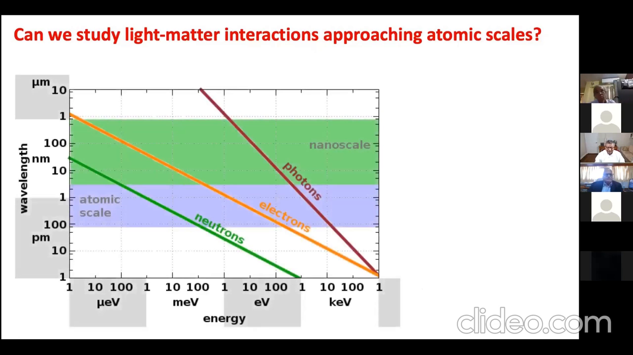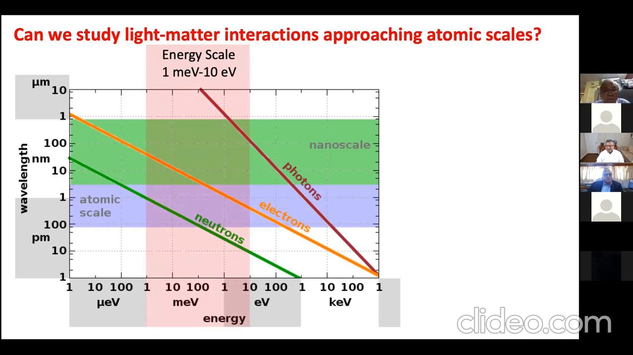The difficulty is the following: if you plot the wavelength, or the inverse of the momentum, with energy, you find that photons, electrons, and neutrons follow different lines, of course. And the most interesting part of the energy spectrum from the chemistry point of view is in this range of 1 millielectron volt, which is where vibrations and phonons and all exist, on the order of 10 millielectron volts or so, all the way to about 10 eV. And then you go into core electron states of matter, which are of course very interesting, but the chemistry by the valence electrons is in this range.